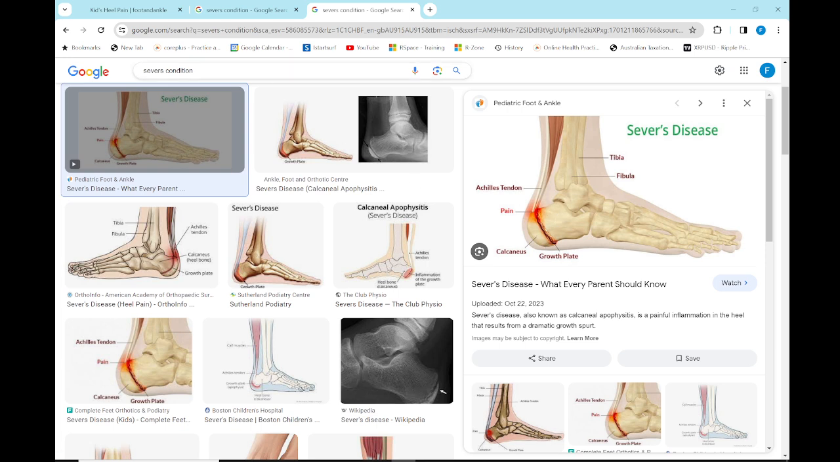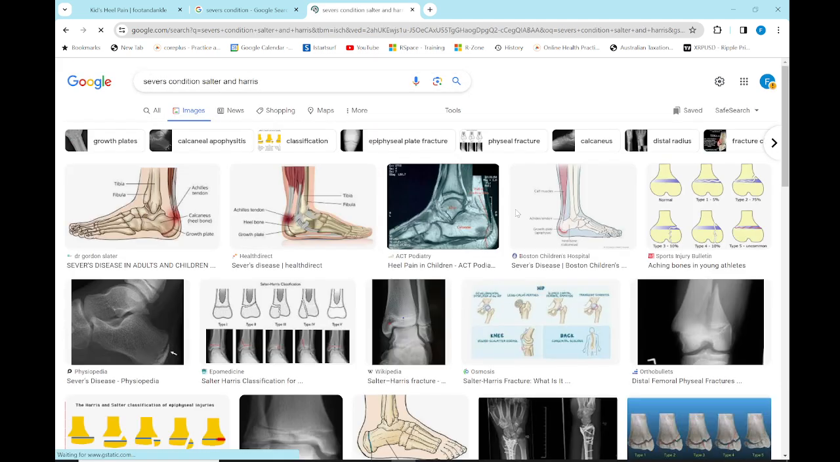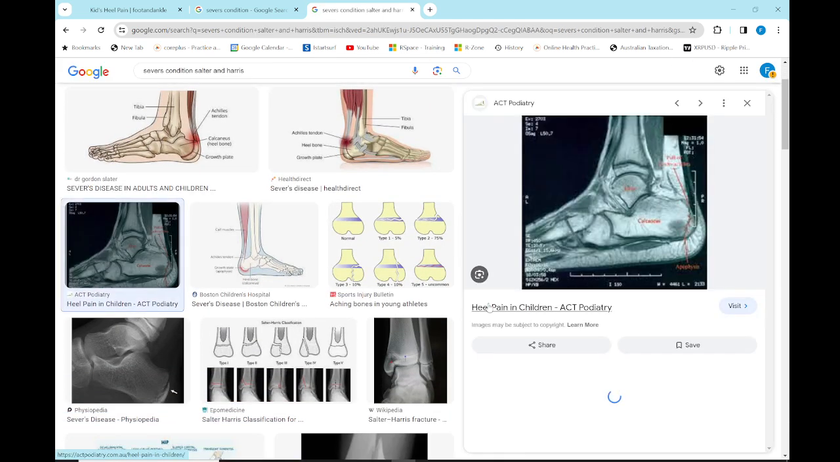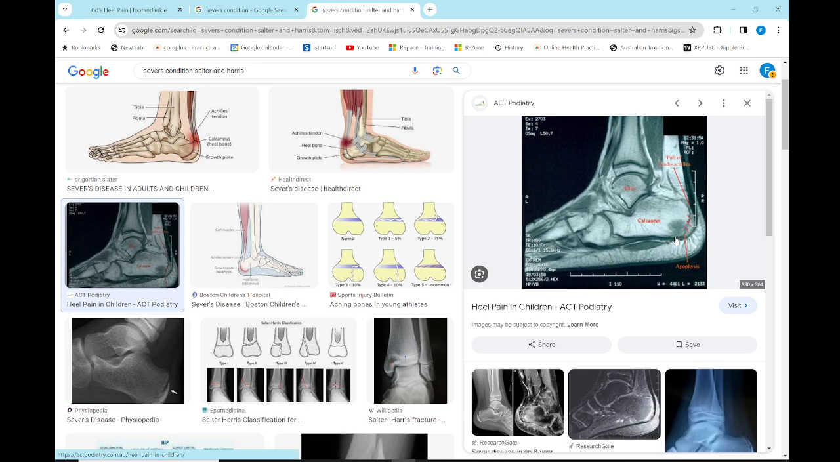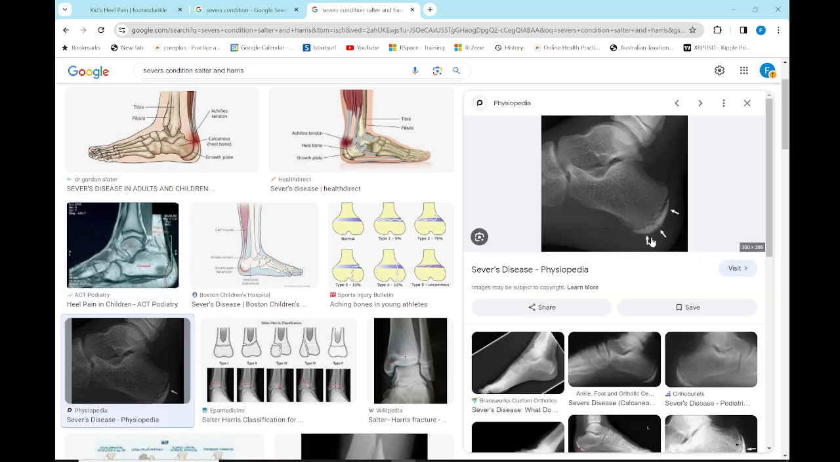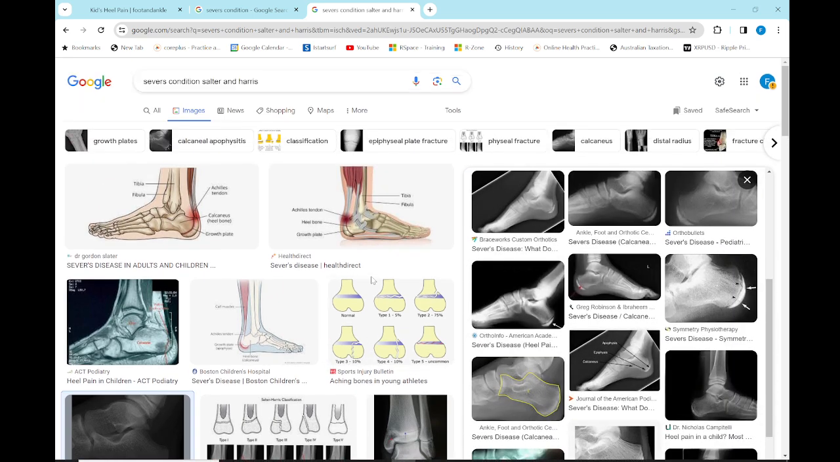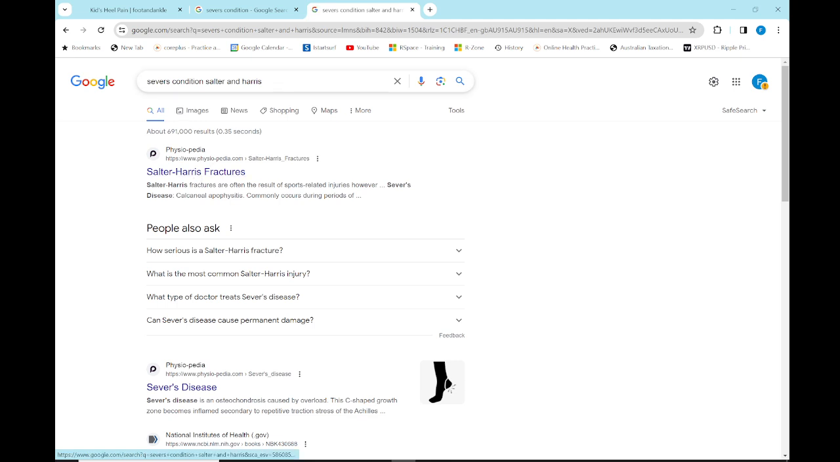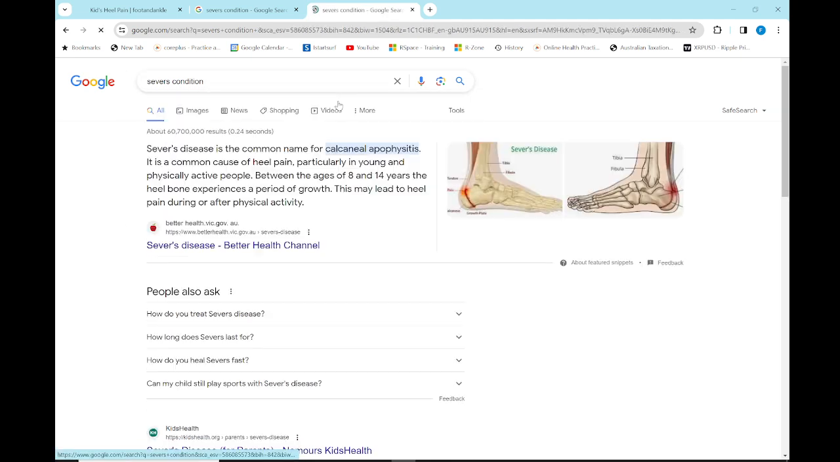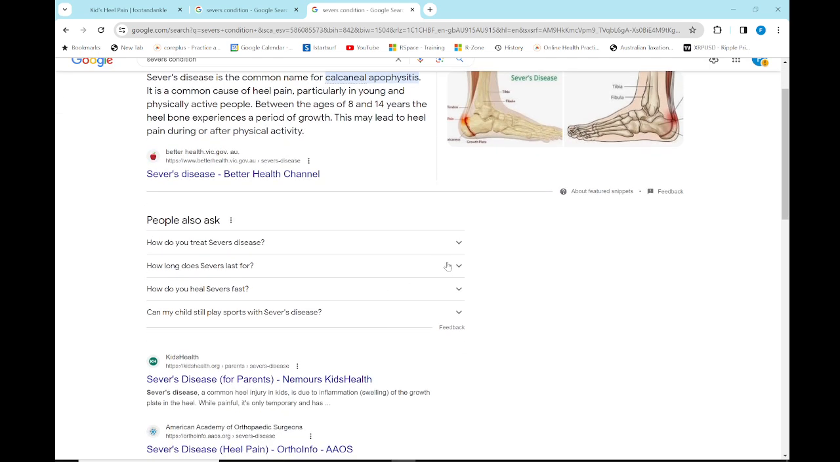So this can lead to what we call a Salter and Harris fracture. So pretty much what can happen is the biscuit, the cream within the biscuit can tear, right? And that leads to a displacement or a fracture. If that's the case, then unfortunately patients need to be in a cast. However, a lot of times you can actually prevent that. So if we go back to Sever's, we can actually prevent that by treating it.